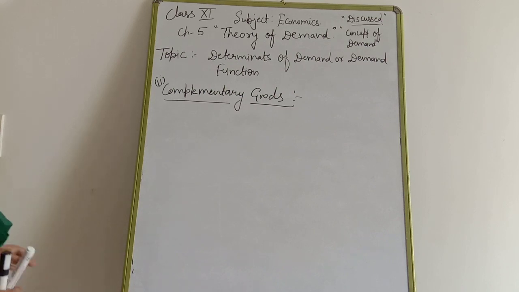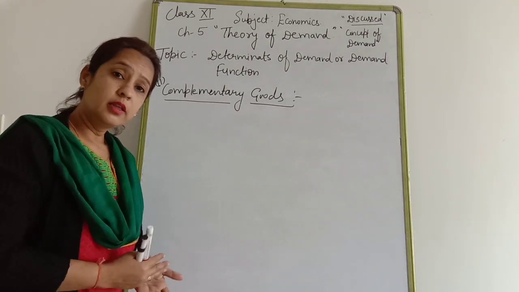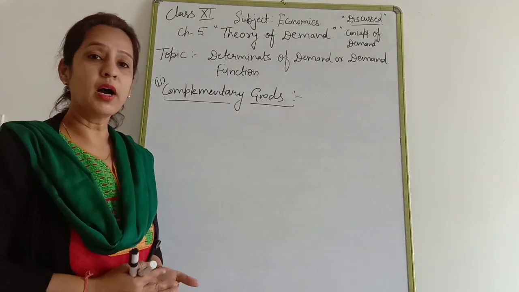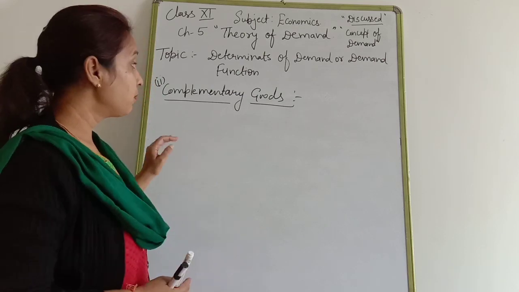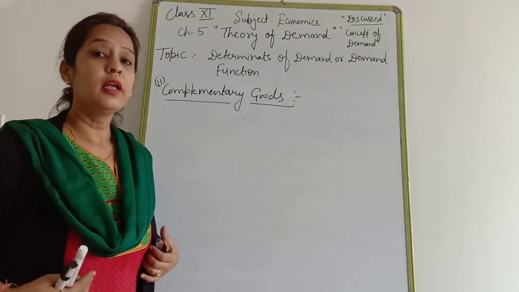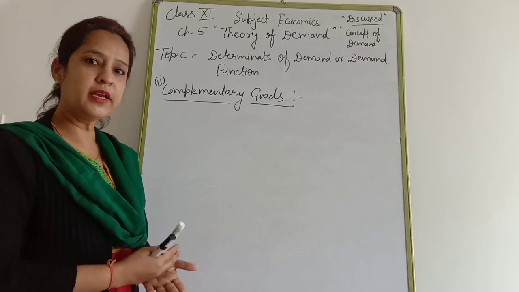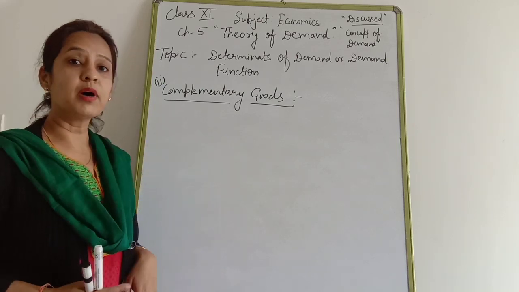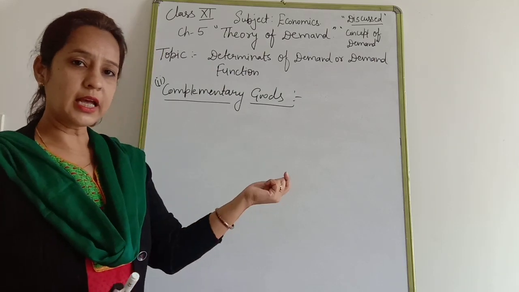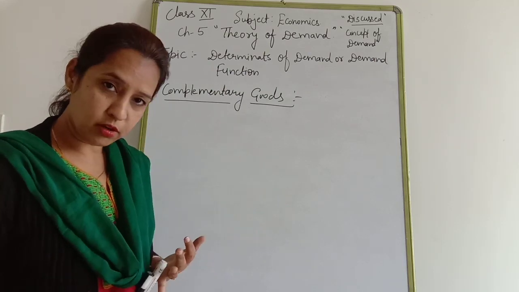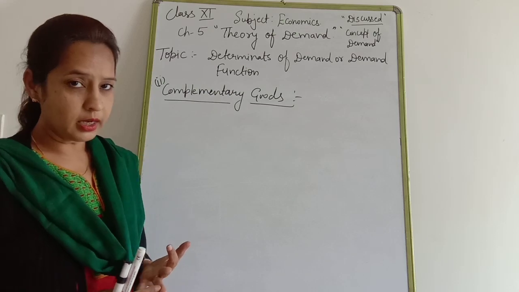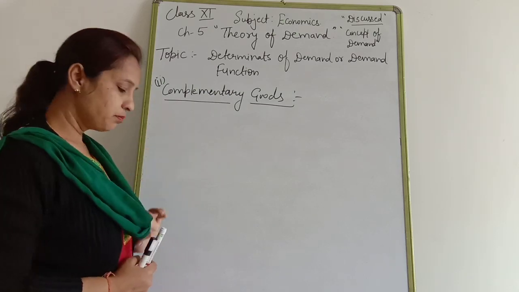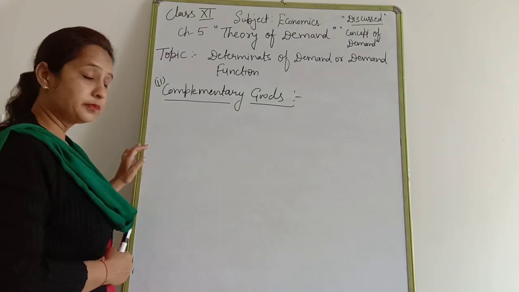Complementary goods are those goods which are demanded together. They complete each other's demand. They are incomplete without each other. So these goods are demanded together. Just like the example car and petrol. Clear? Car and petrol, that is the best example of that.